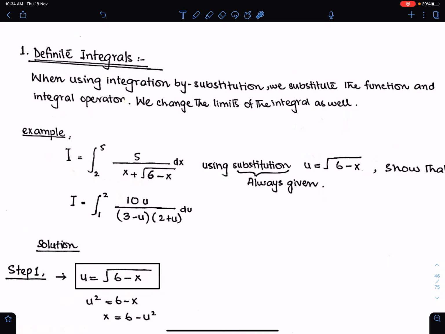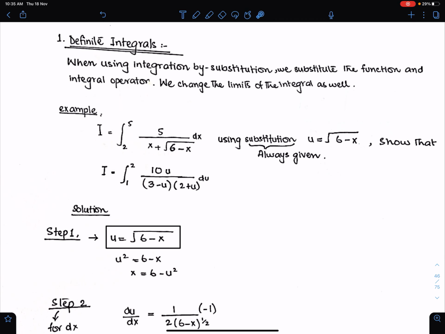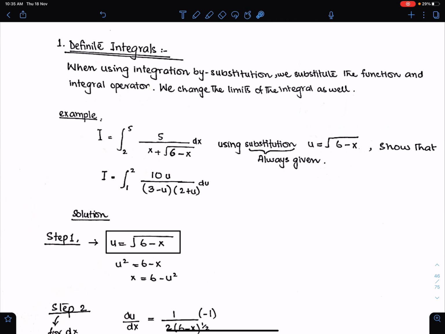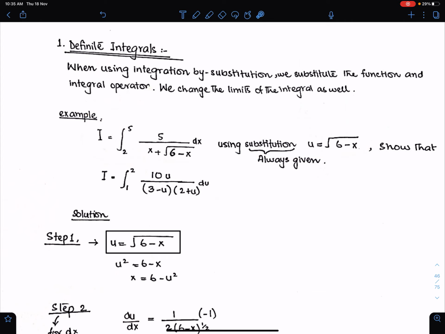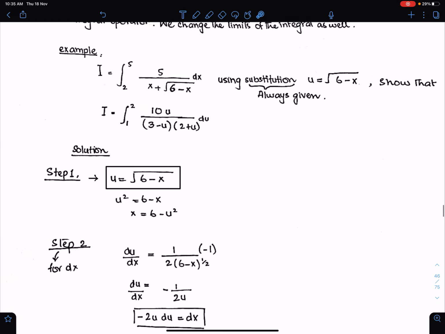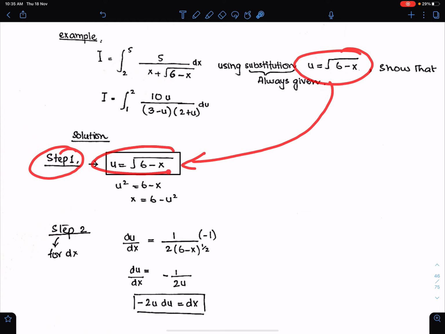To understand integration by substitution for definite integrals, we do this example. Now this is the question. This is the integral I, and use this substitution and show this integral. See, I told you the substitution will always be given. Now, to transform this into this form with the help of this substitution, we have to do three things. Step 1, write this given substitution into a box.